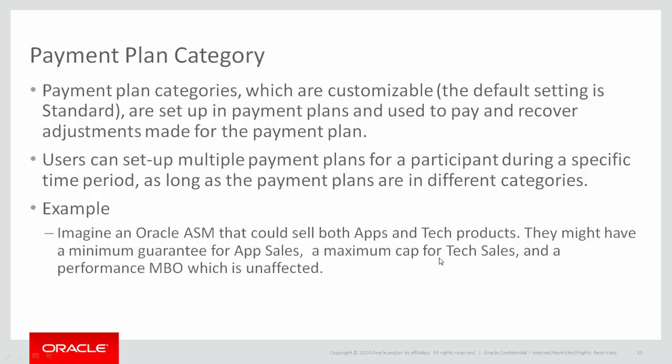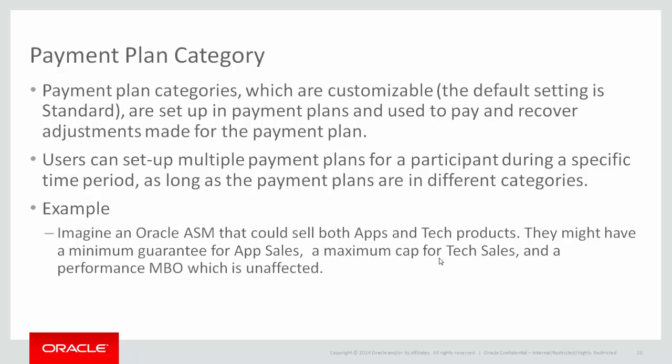But then you may want to cap out, say, their technology sales. Maybe the pipeline is so large and you know that they're not having to work as hard for those sales, so you may put a cap on the technical sales products that are being sold, but you may give them a minimum guarantee for application sales.